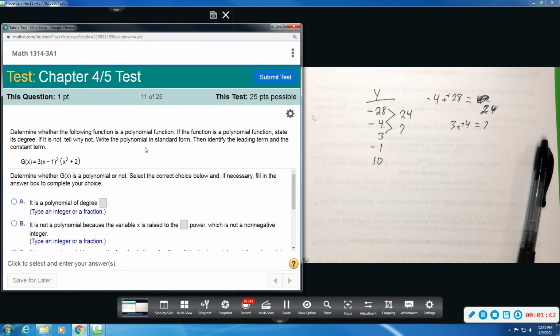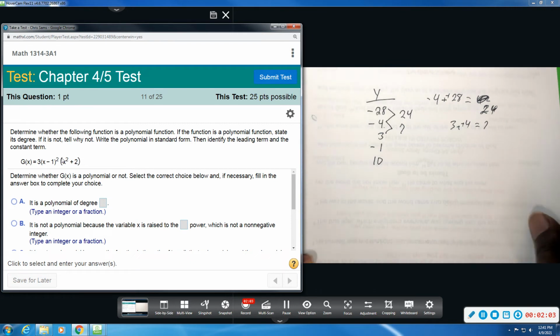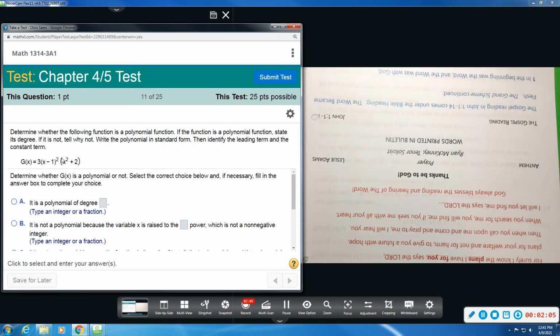Okay, so number 11, we want to determine whether the function is a polynomial. We're going to state its degree, and tell if it is not a polynomial, tell why. We're going to write it in standard form, and we're going to identify the leading term. So this polynomial, we would have to multiply it out and put it in simplest form so we can answer all of those parts.